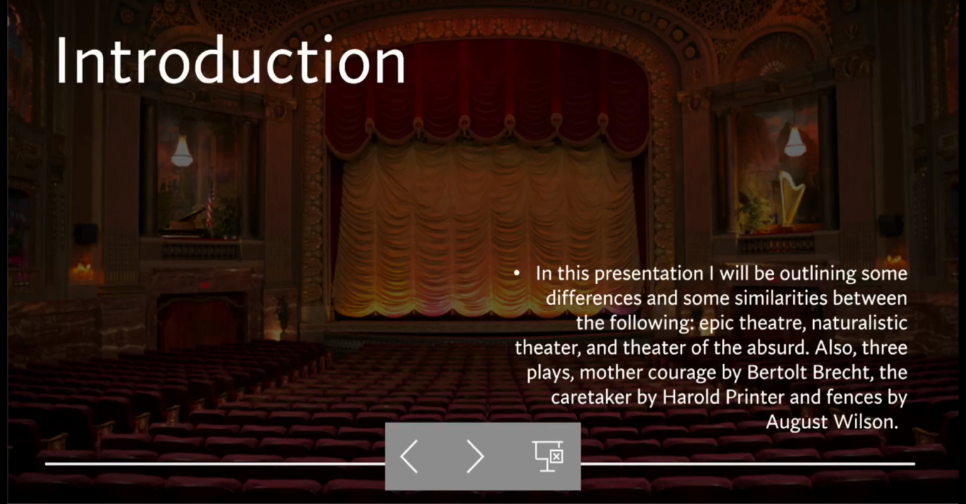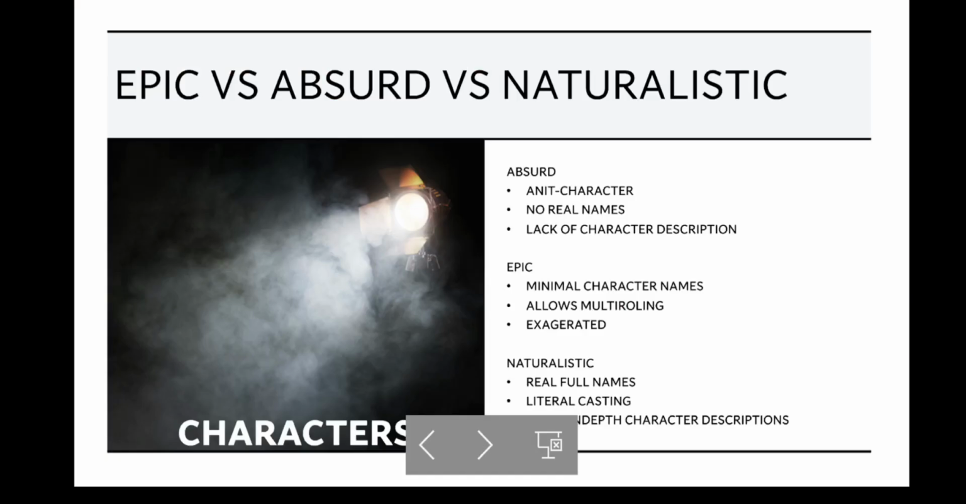In this presentation, I will be outlining some differences and similarities between the following: epic theatre, naturalistic theatre, and theatre of the absurd. Also three plays: Mother Courage by Bertolt Brecht, The Caretaker by Harold Pinter, and Fences by August Wilson. An effective way to portray a style of theatre is through the characters. The importance of the characters varies in creating the theme or plot of the play, which also determines the distance between the audience and the show itself.